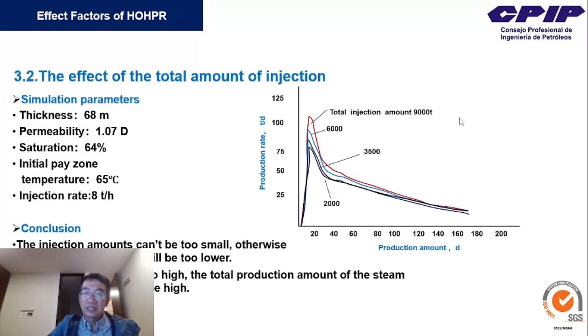The more total injection amount, the better production rate we can get in the first period of the cycle. So the conclusion is the injection amount can't be too small, or otherwise the peak production rate will be too low. And if the amount is too high, the total production amount of the steam stimulation cycle won't be high.